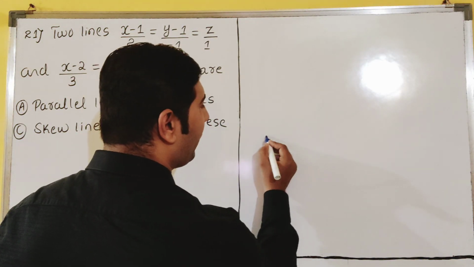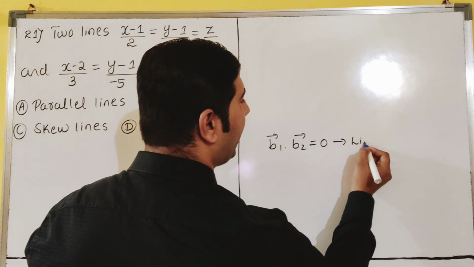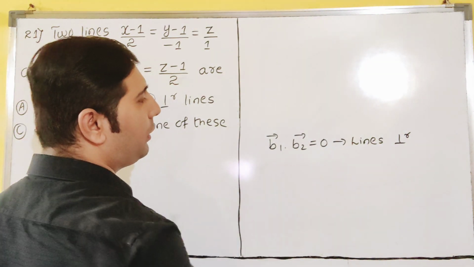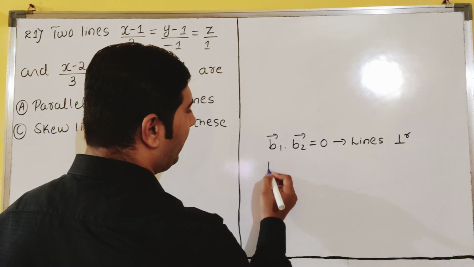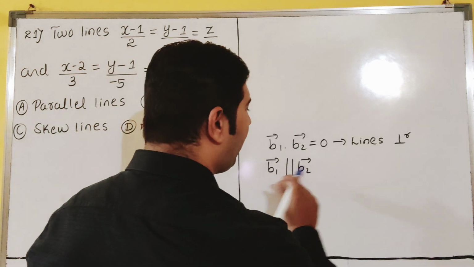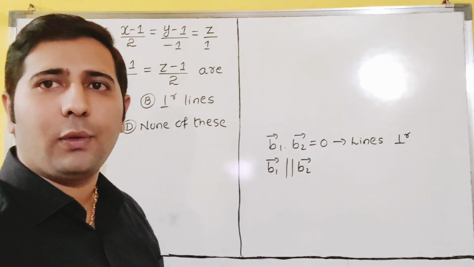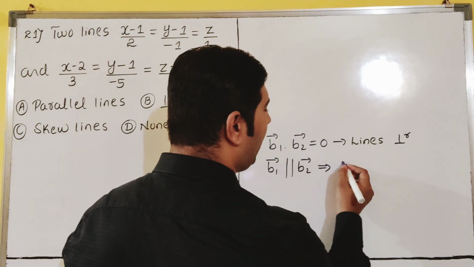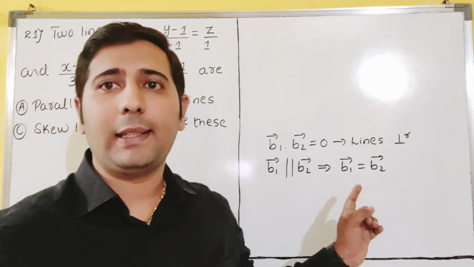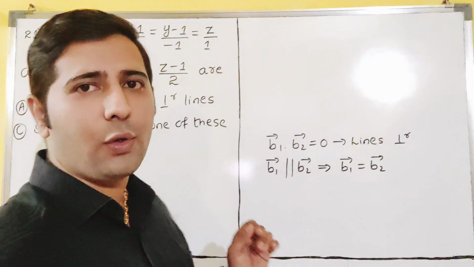So perpendicular line means what? B1 dot B2 must be equal to 0. If B1 dot B2 is equal to 0, the lines are perpendicular, dear students. If lines are parallel, that means B1 is parallel to B2, so B1 and B2 must be equal, dear students. B1 vector must be equal to B2. Then only the lines are said to be parallel. So you should know this before starting the question, dear students.